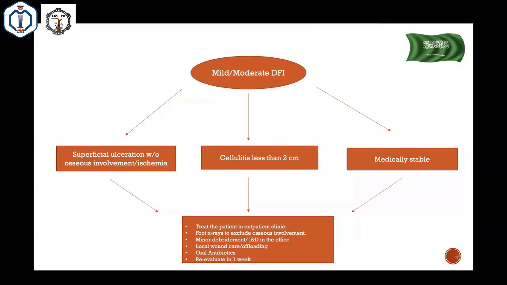or severe. If the wound is a superficial ulceration, with or without osseous involvement and ischemia, if the redness and erythema or cellulitis is less than 2 centimeters and the patient is medically stable, this patient can be treated as an outpatient in the clinic. Also, you have to do a foot x-ray even if you don't think there is osteomyelitis. Keep it as a baseline at the initial visit. Then you can do minor debridement after checking the vascularity, if the patient has intact vascularity. Then continue with wound care, offloading, and start the patient on oral antibiotics after taking a culture, and re-evaluate the patient. If the patient improves, continue as an outpatient. If the patient doesn't improve, go to the next step.